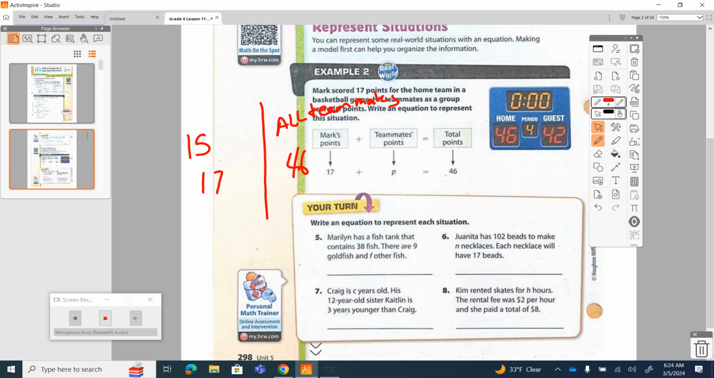So Mark, 17 plus P, for teammates' points, equals 46. You could have made up any other letter. You could have put A for all others. Sometimes we use X.